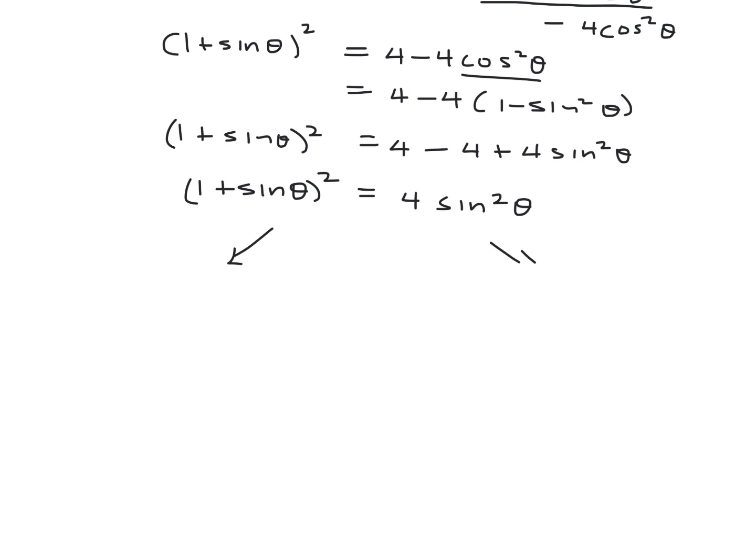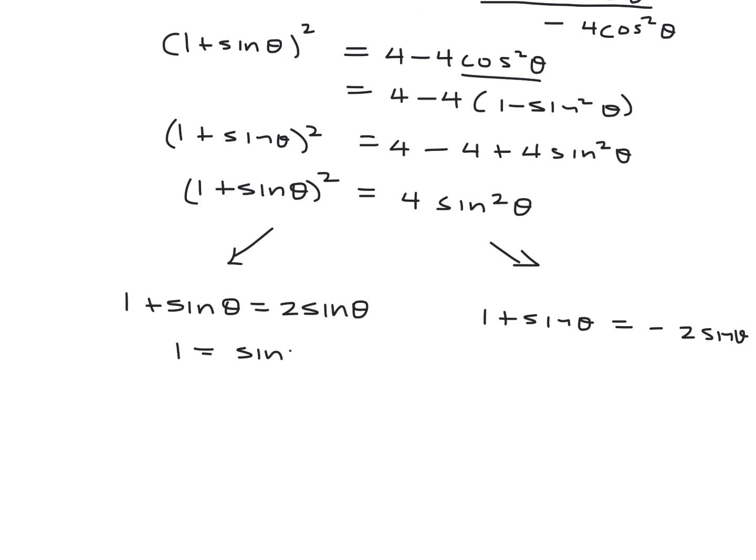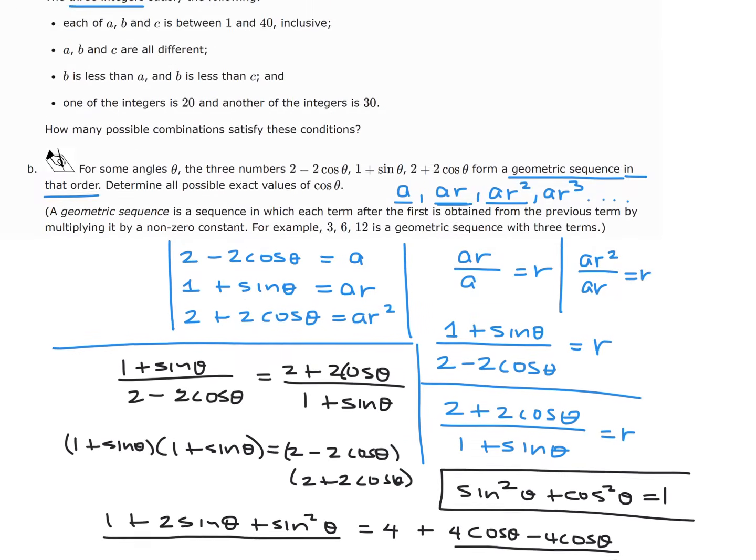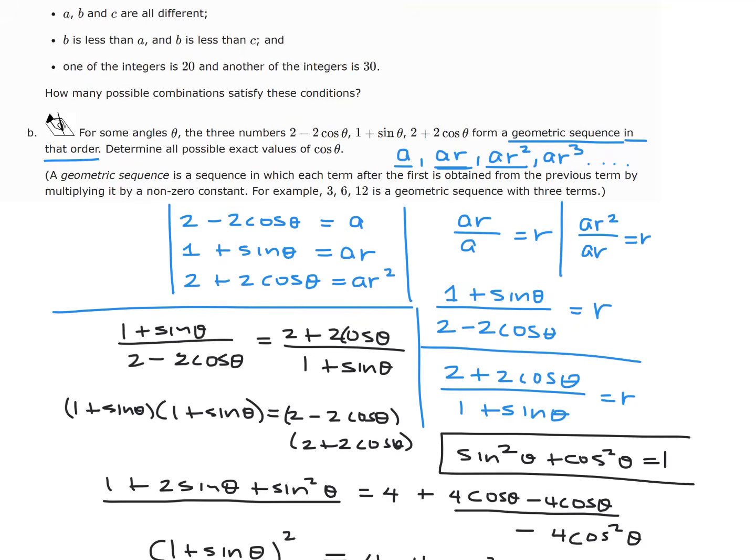Okay, so there's going to be two directions. The first is when we take the square root of both sides, it's going to be like that. And then the other one is the minus part. So 1 plus sine theta would be minus 2 sine theta. Yeah. So this one gives me 1 is equal to sine theta, and this one gives me 1 is equal to minus 3 sine theta, I believe. So this one would be sine theta. Did they give us any kind of parameters here? Determine all possible exact values of cos theta.